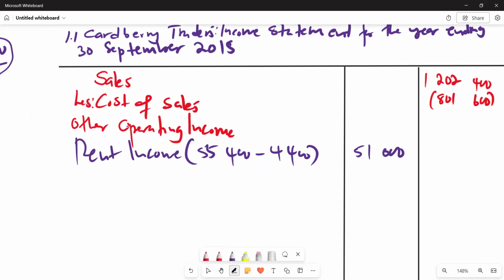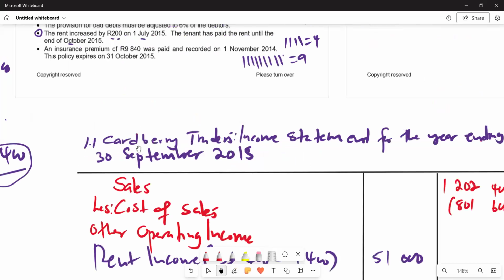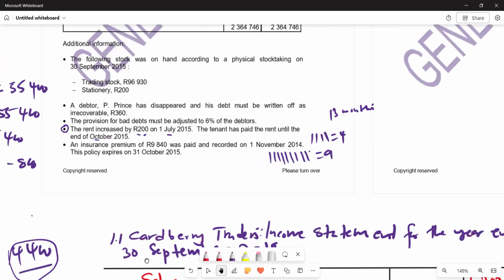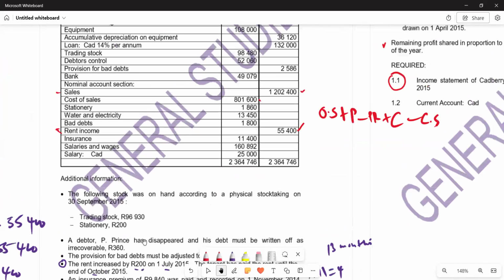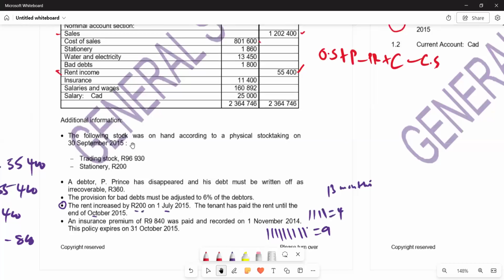And then after that, we go again to check if we've got any other income in the question. Remember, we are at rent income, so you see that we don't have any other income. After you see that we have exhausted everything in the pre-adjustment trial balance, you go to the additional information again and go through everything to find out if there's any other income that you can see there. So let's go through each and every additional information and see if we have got any other income that is mentioned there.